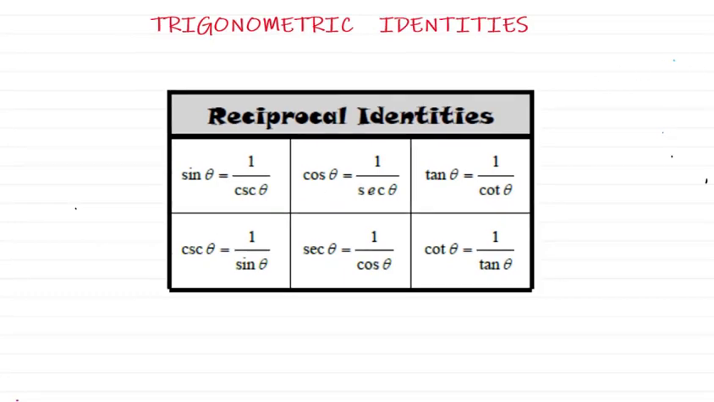Sine theta can be written as 1 by cosec theta. Cos theta can be written as 1 by sec theta. Tan theta can be written as 1 by cot theta, and reverse also. Cosec theta can be written as 1 by sine, sec can be written as 1 by cos, and so on. Why is this so? Because I have told you the formulas.